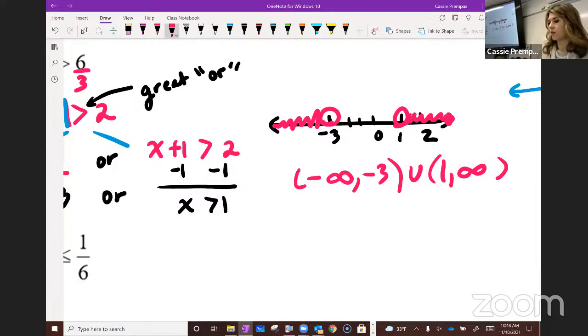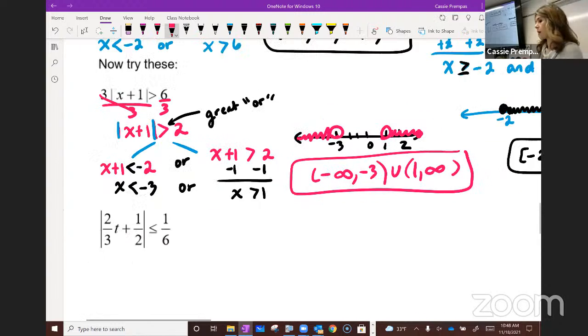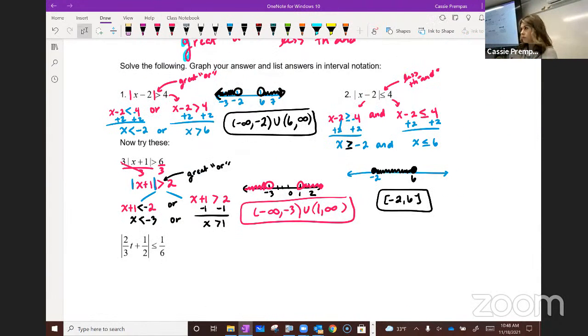Okay, so for the last one we put, instead of three different parentheses, we had, oh, you did have a -3, -2, 6. This one was an or situation. Oh, sorry. That one was an and.